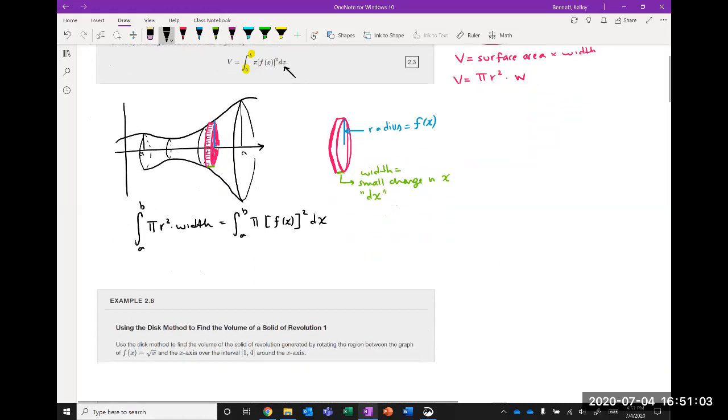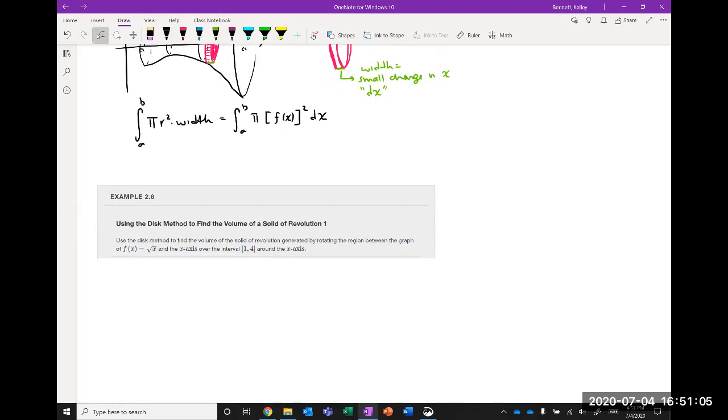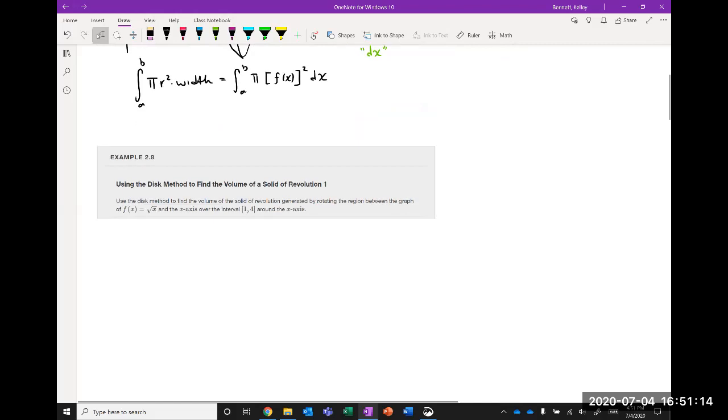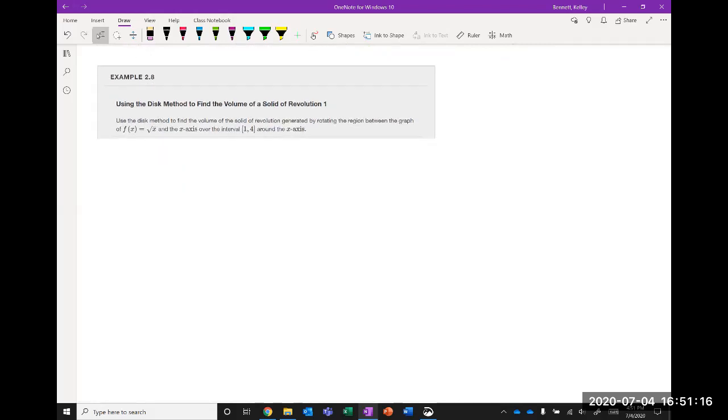So let's see if we can try to do an example. As always, you definitely want to draw a picture so you can get an idea. So our first example here is we're going to be going around the x-axis. We're going to be on the interval from 1 to 4. And we're bounded by this guy and the x-axis itself. So that means I'm here. I look like the square root function.